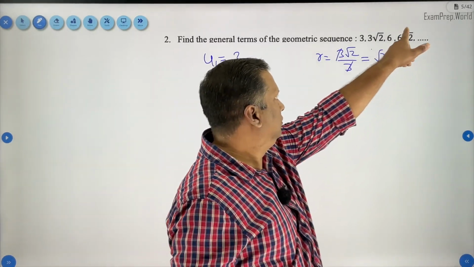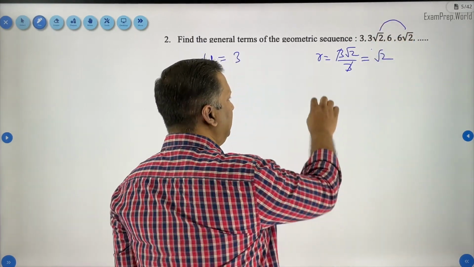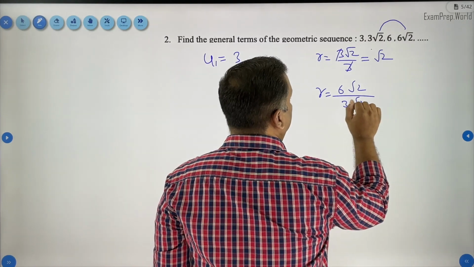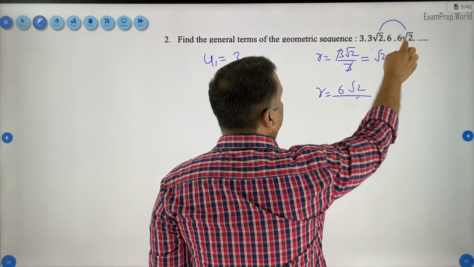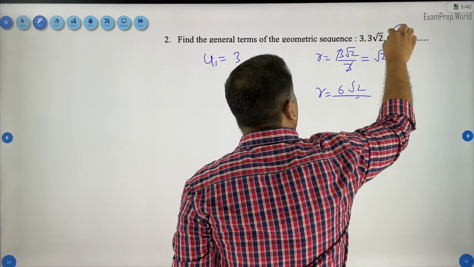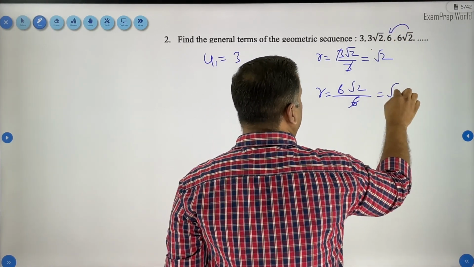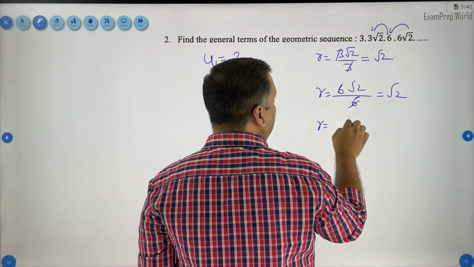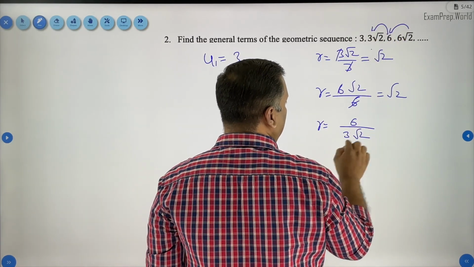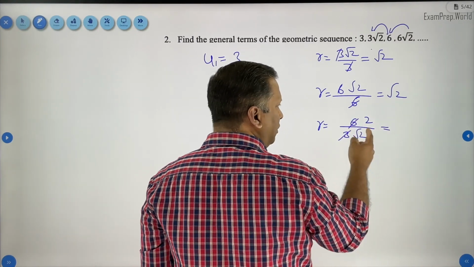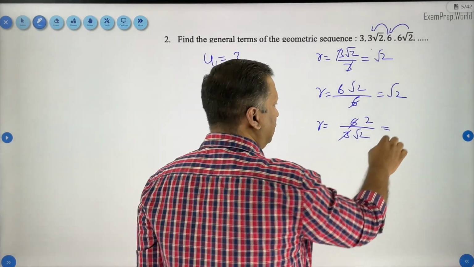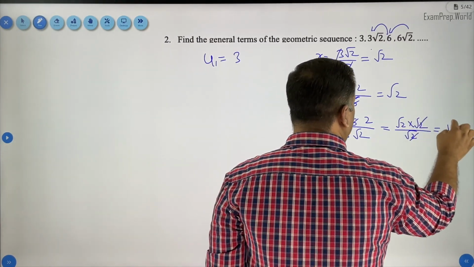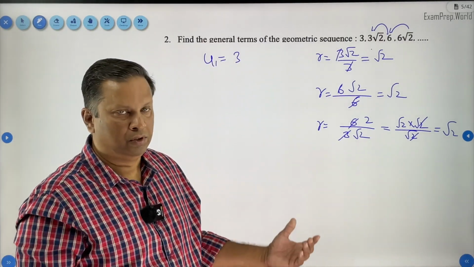Some kids would like to divide 6 root 2 by 3 root 2. That should also give the same thing. 6 root 2 divided by 6 root 2, sorry, 6 root 2 divided by 6. You still get root 2. Suppose you want to divide the middle two terms like this. Still for R, you will get 6 divided by 3 root 2. That is 6 over 3 times root 2, which is 2 over root 2. Can I write 2 as root 2 times root 2, and below there is 1 root 2? This cancels. Once again you have root 2. So you are clear how to find R.